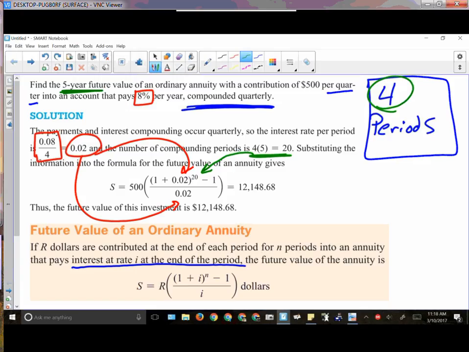Now, the only other number that I haven't identified where it goes is the amount that I started with in the beginning. So if our dollars are contributed at the end of each period, how much am I putting in? 500. So that means that the 500 is going to go here. This is how all those numbers go in.